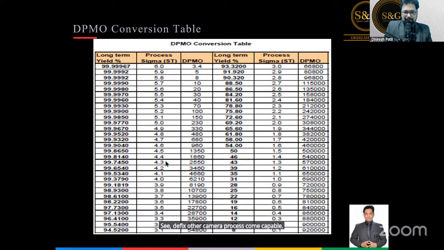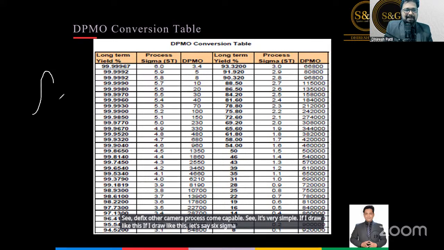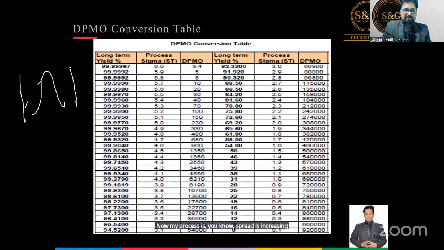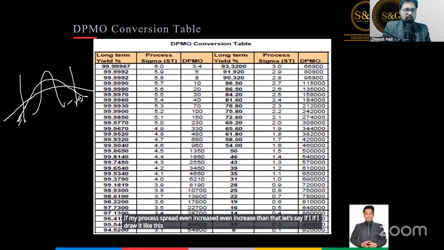See, it's very simple. If I draw like this, let's say a 6 sigma process will be like this. Understand this? This is my upper specification, lower specification, and very little data is going outside. Now my process spread is increasing. Let's say my process is now like this. Okay, so my defects increased a bit, which means my DPMO increased. If my process spread even increases, let's say if I draw it like this, so what will happen? Even more defects in both directions. My DPMO will even go up and my sigma level will go down.